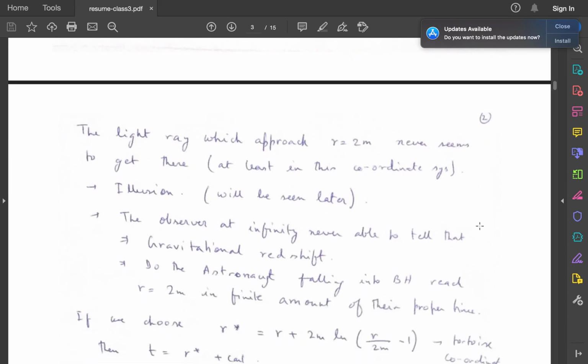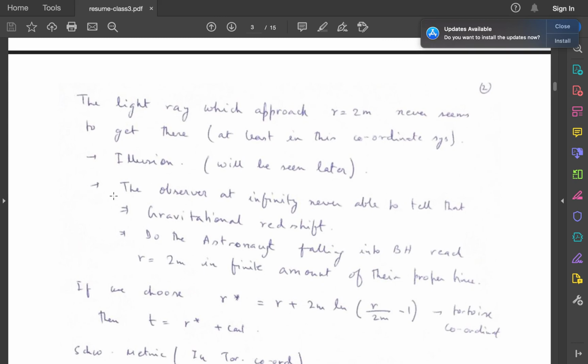What we observe keenly is that the observer at infinity is never able to tell that. That means this is an illusion. He always finds that the light rays are not approaching, but it is taking more and more time interval. As it approaches r equal to twice m, the time interval gets stretched, as you know the gravitational redshift is there. As I am measuring the time, I feel that the time is becoming very large, the calculation that I showed last week. So the light never reaches there.